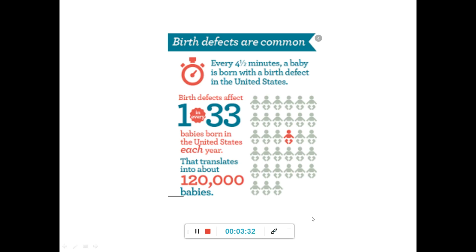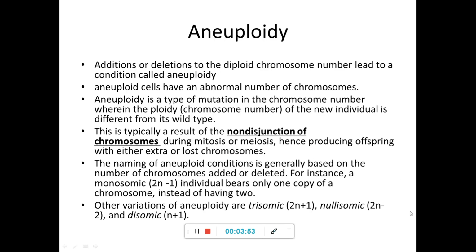Now, coming to chromosomal mutations, they are mostly found to be associated with these birth defects. We learned earlier about the polyploid condition, which is present in plants and animals. But coming to birth defects in humans, most of them are found to be associated with a condition called aneuploidy. Now, what is aneuploidy? Aneuploidy is a situation where additions or deletions to the diploid chromosome number happen. The diploid chromosome number is 2n.